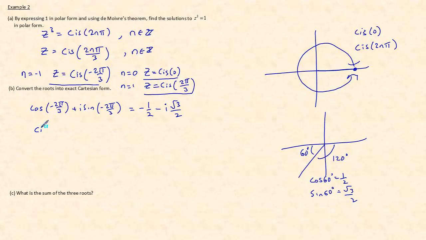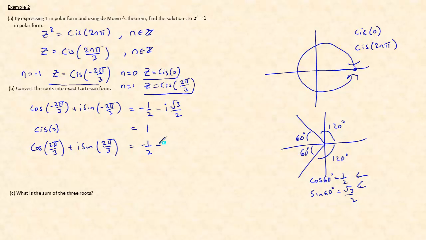Now, cis 0 is more obviously just 1. And then if we do cos 2 pi by 3 plus i sine 2 pi by 3, that's going to be up here. And these same things apply, because this is 120 degrees and this is 60 degrees. So that's going to be -1/2 plus i √3/2.